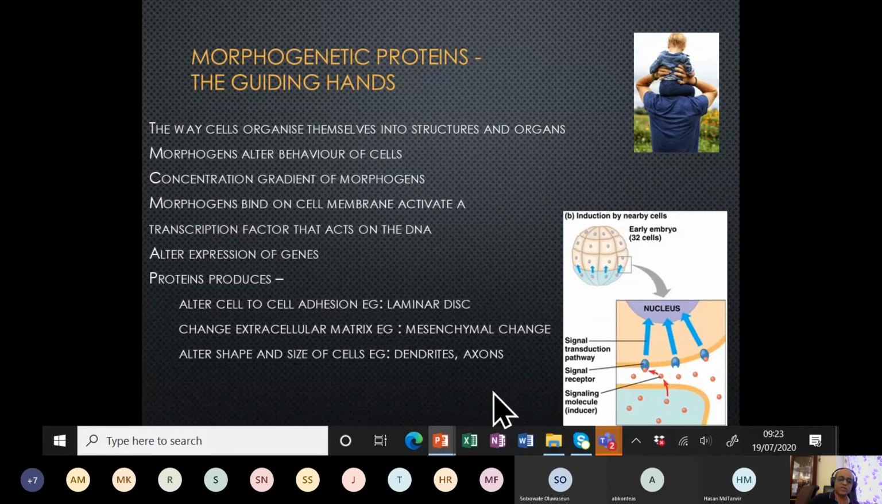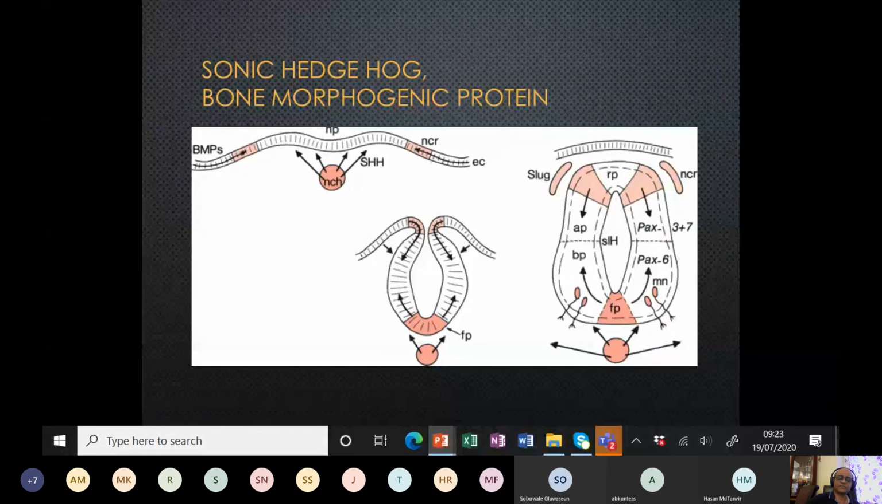So this is how the morphogenetic proteins which are secreted locally will influence the growth of the cells, will influence how they arrange themselves, will influence how the shape and size of these cells changes. And this is just a more detailed description of the same. So a zoomed up view of the ectoderm over here. This is the notochord. There is going to be endoderm underneath here, which I have not shown, and the surrounding mesenchyme or the mesoderm.